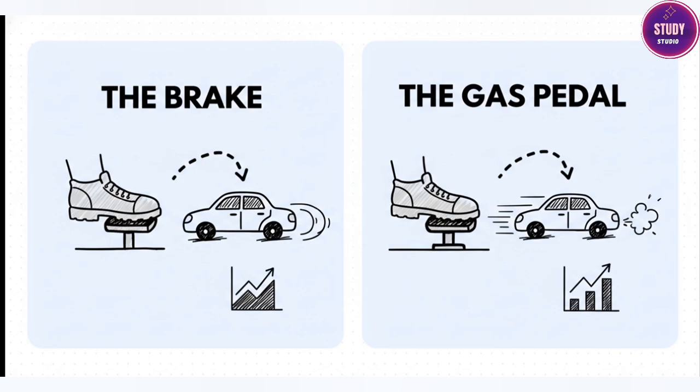But if the economy is feeling a bit sluggish, the RBI hits the gas. It lowers the repo rate, which makes loans cheaper. That encourages us to borrow and spend, and that helps kickstart growth. It's this constant, delicate dance between the gas and the brake.